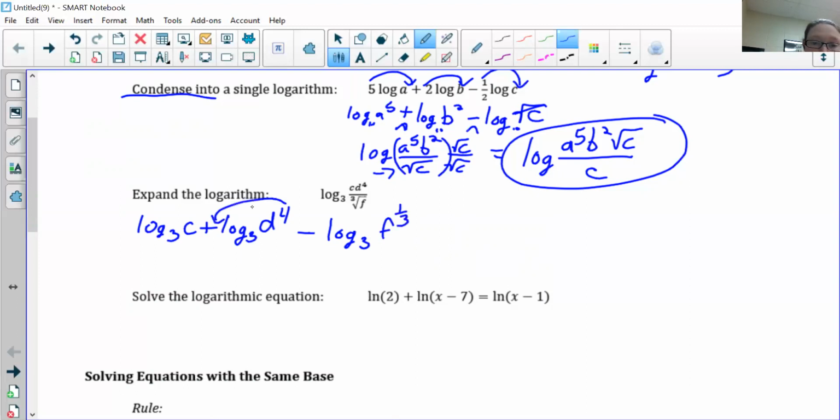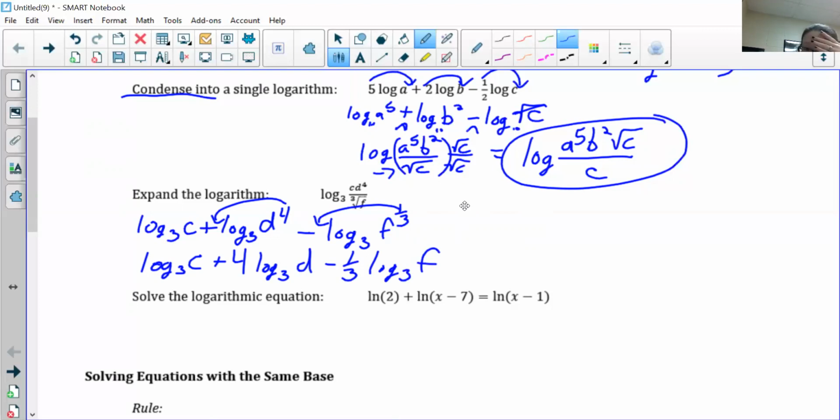All right, now we need to rewrite this. Still expanding, so let's bring the exponents out front. So I get the log base 3 of c plus 4 times the log base 3 of d minus 1/3 the log base 3 of f.